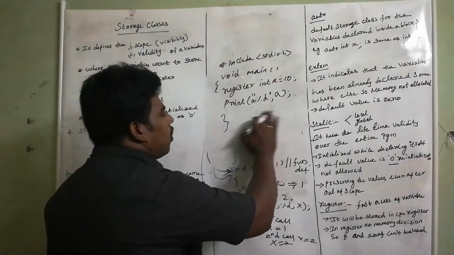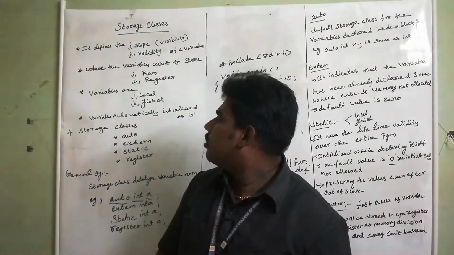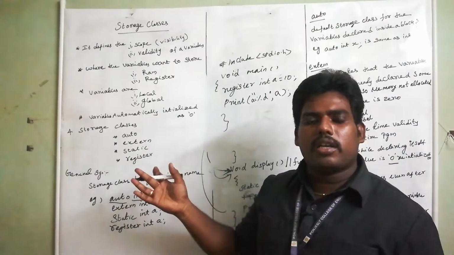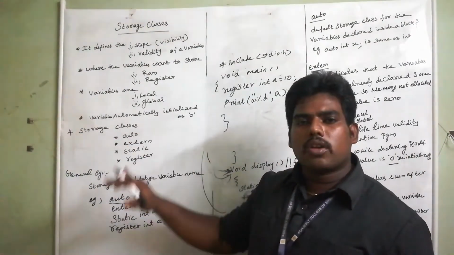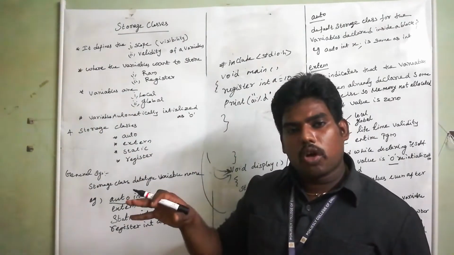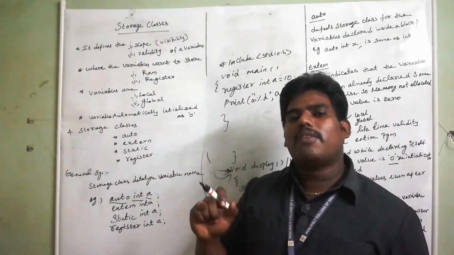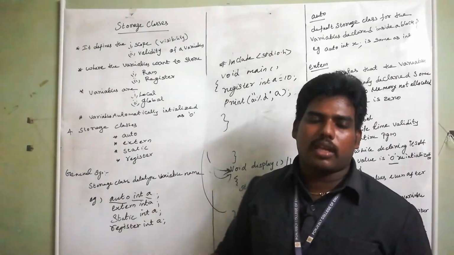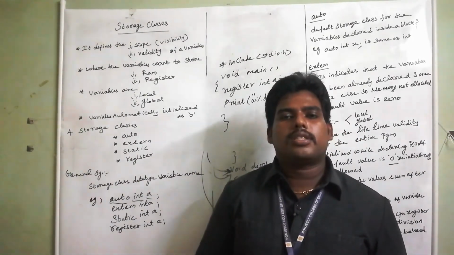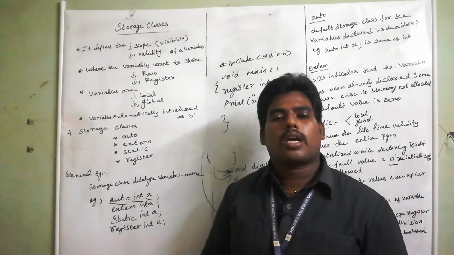Okay. So what are the storage classes I explained? Auto, the default variable for local; extern, for global; static is also global but preserves the values out of the scope; then register for fast access of the variable. I hope you understand this storage class concept, students. Thank you.